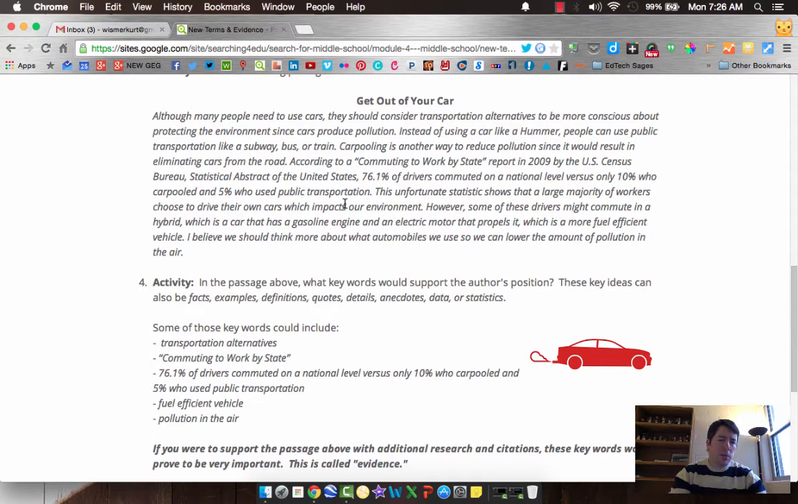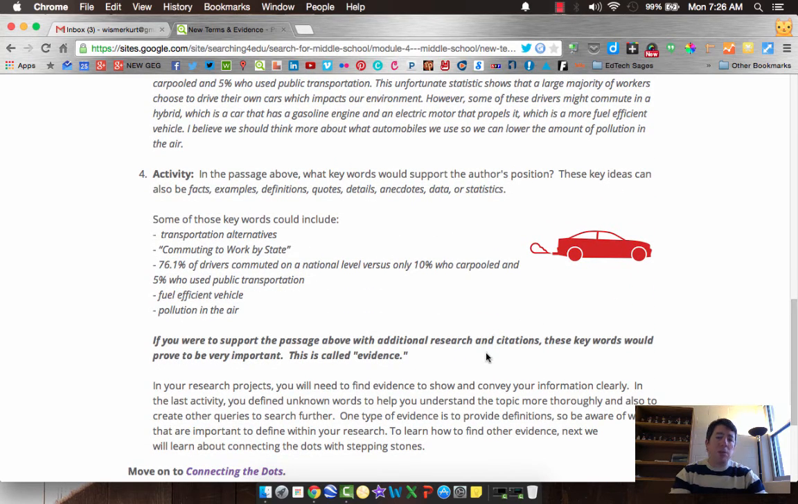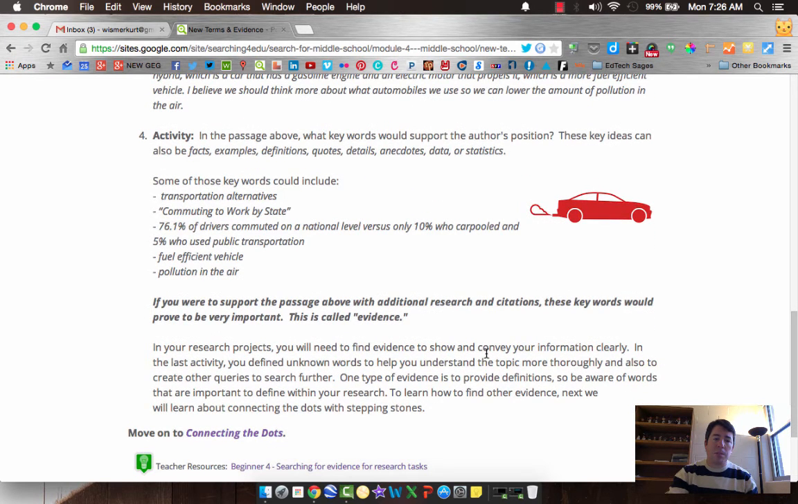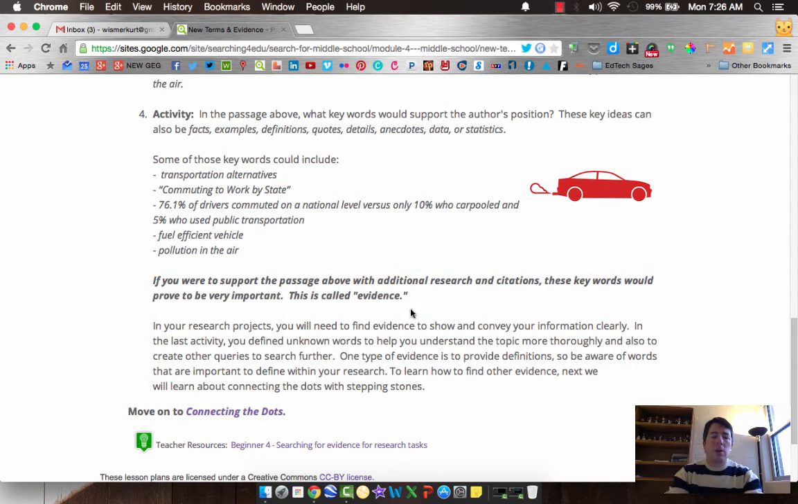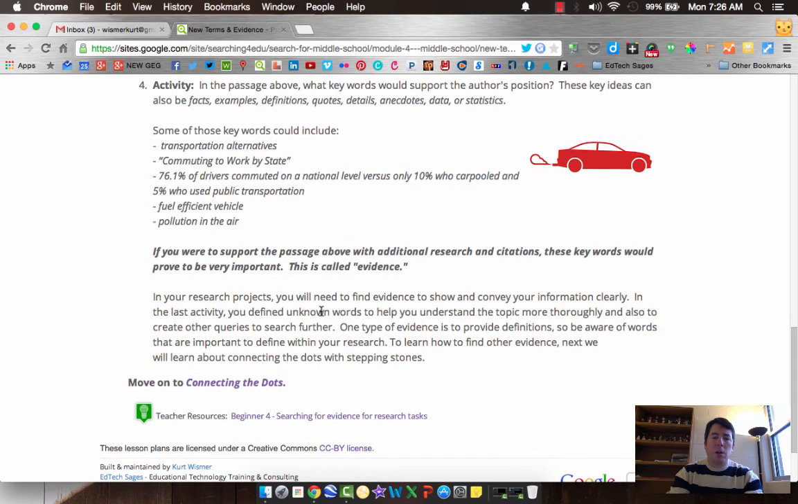So why is this helpful to us? Well, if we were to support this passage with additional information and research and citations, which we've done before with proper research and citations, those keywords would need to be really important. We'll call those evidence to make sure that what we're doing is legitimate. Okay, so now, in your research moving forward, we've kind of identified how to dig deeper, go 1 and 2 levels deep, and find evidence that what we're looking for is legitimate.